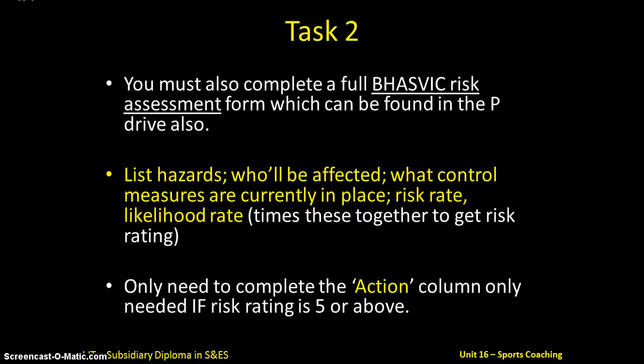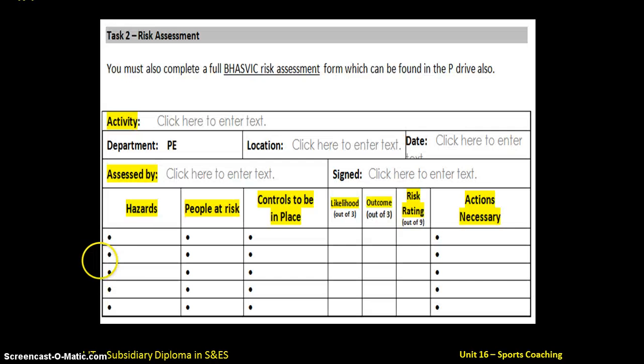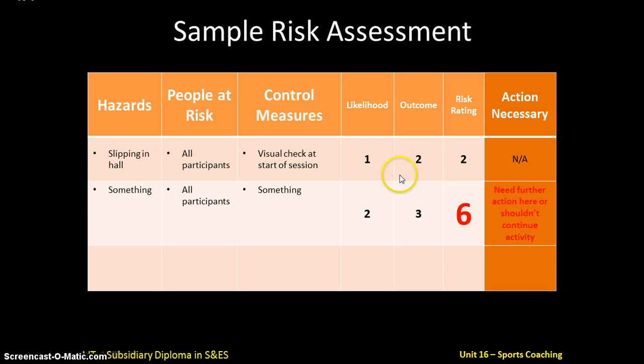Really quickly then, task 2, completing the BASVIC risk assessment format. And here is the template. And these rows here are what you need to complete. Obviously put in the activity that you're doing, where it is, the date, and you sign it. And I've given a sample risk assessment here. So you might say, what are the hazards? Well, people could slip in the hall. Who would be at risk?